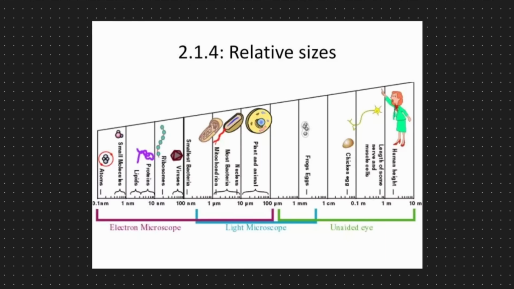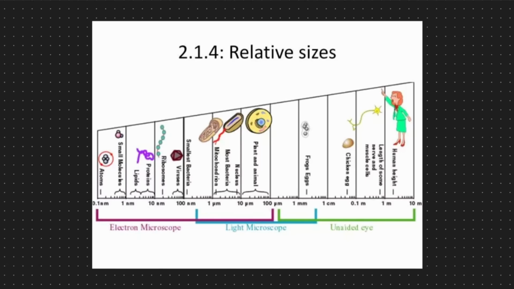So at the very left, we start with atoms and small molecules, which you see right here, from 0.1 to 1 nanometer. Now moving up, we see the proteins and lipids from 1 nanometer to 10 nanometers, and then viruses at around 100 nanometers. Then we have the smallest bacteria, just a few hundred nanometers across.